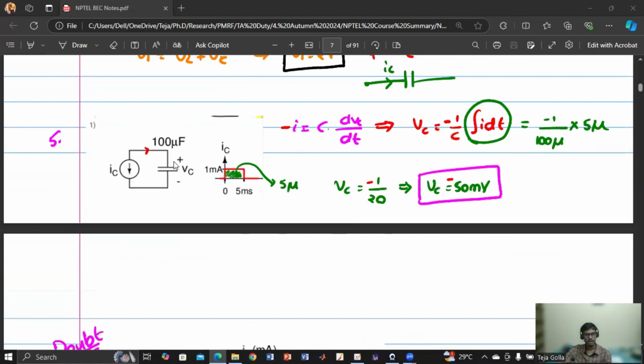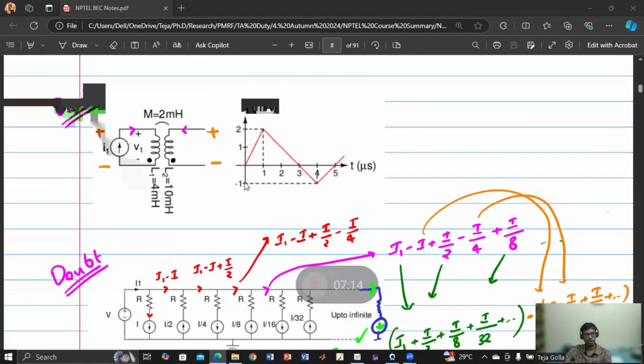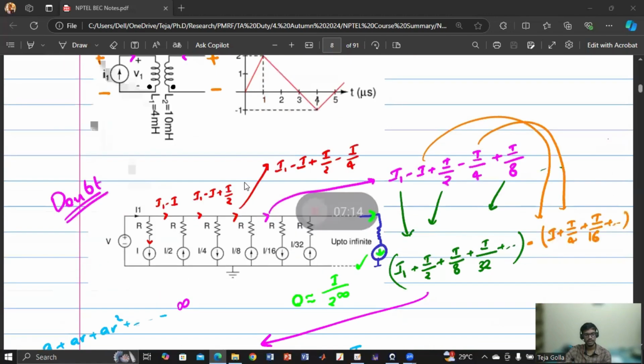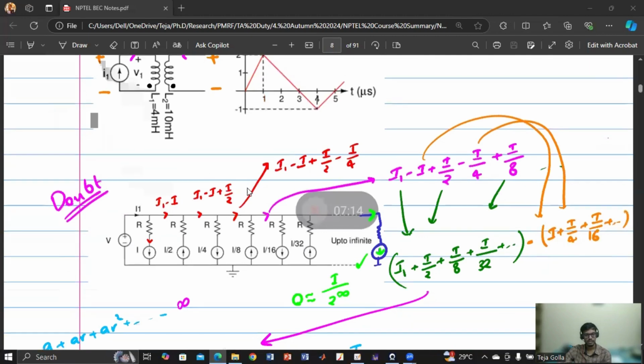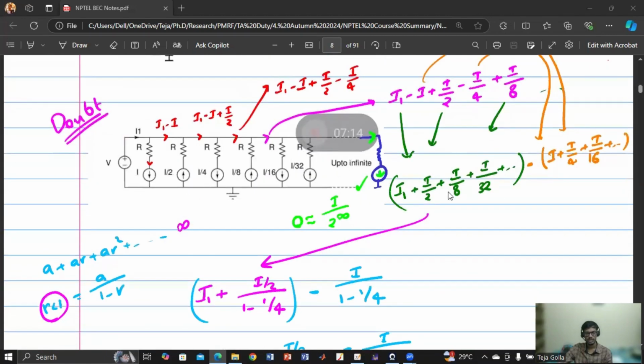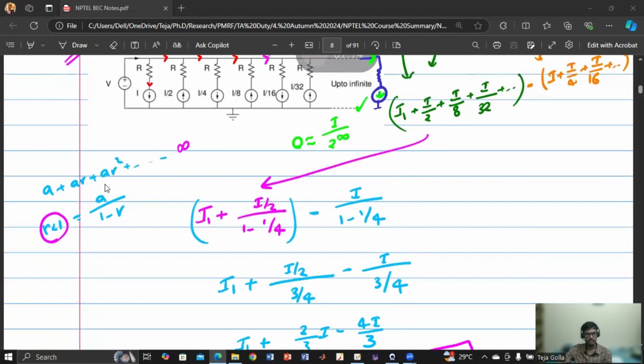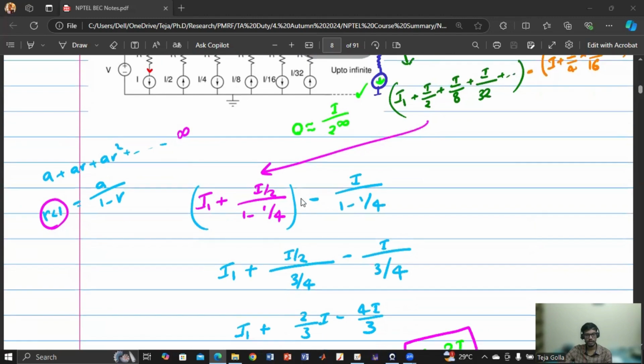So this is also something similar. All these we have seen are very simple and straightforward. Here we have an infinite series, and you have to get it in terms of an infinite series. So a plus ar plus ar square up to infinity is nothing but a by 1 minus r.